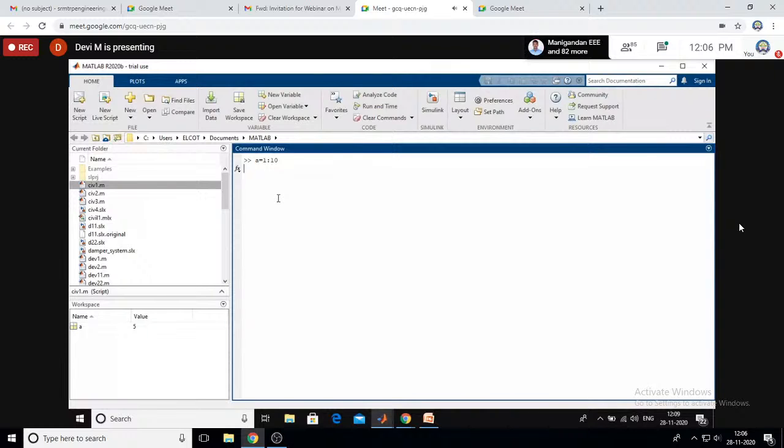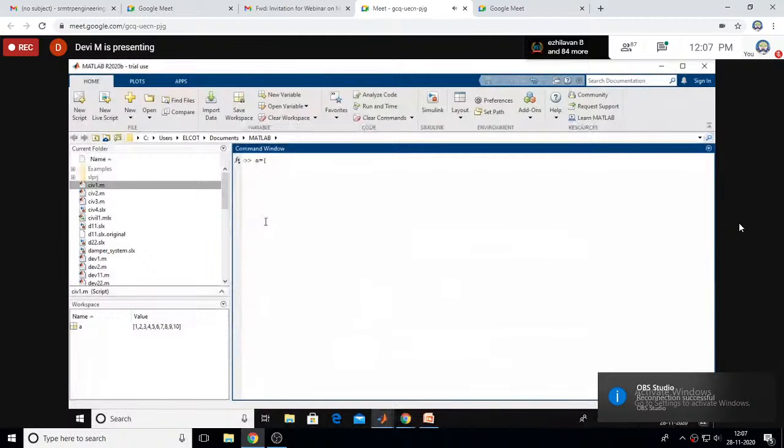Why? Because we are in online mode and we are sharing both audio and video, so it takes lots of bandwidth and my system is working on that. So for the synchronization of MATLAB, you can take 1 space 3 space 5, any numbers, close square bracket, which is a row matrix.